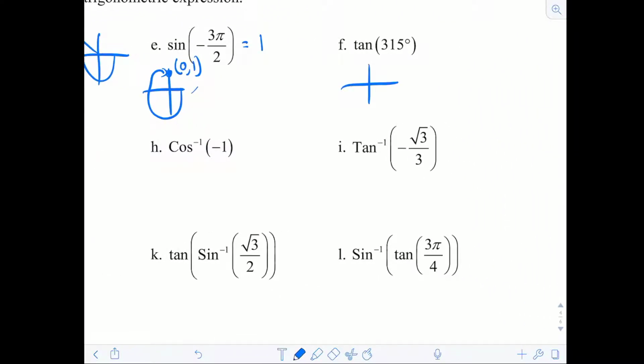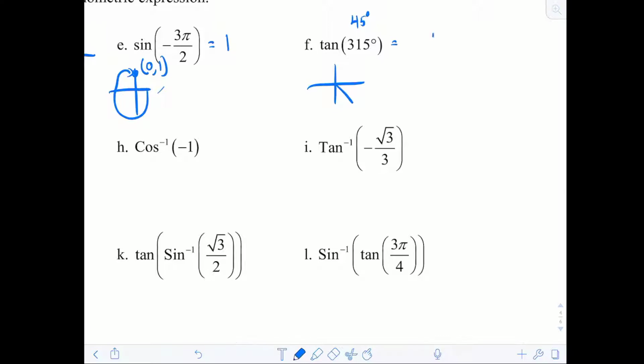Tangent of 315, that's going to be in this quadrant. Reference angle is going to be 45 degrees. So tangent of 45 degrees is going to be 1. But since it's in the fourth quadrant, it will be negative. Also think about the slope of that specific line, which is negative.